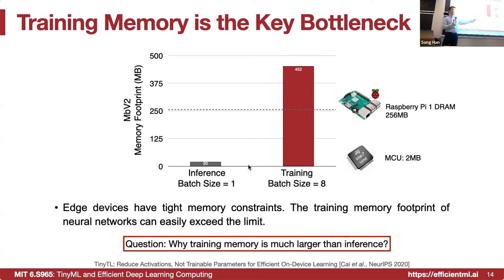So batch size, right? For inference, especially real-time inference, usually the batch size is only one, right? Streamed from the sensors. But for training, in order to make it easier to converge, we sometimes need a larger batch size, like 8 or 16 or even larger. Okay, so that is also another factor that makes the training memory much larger.